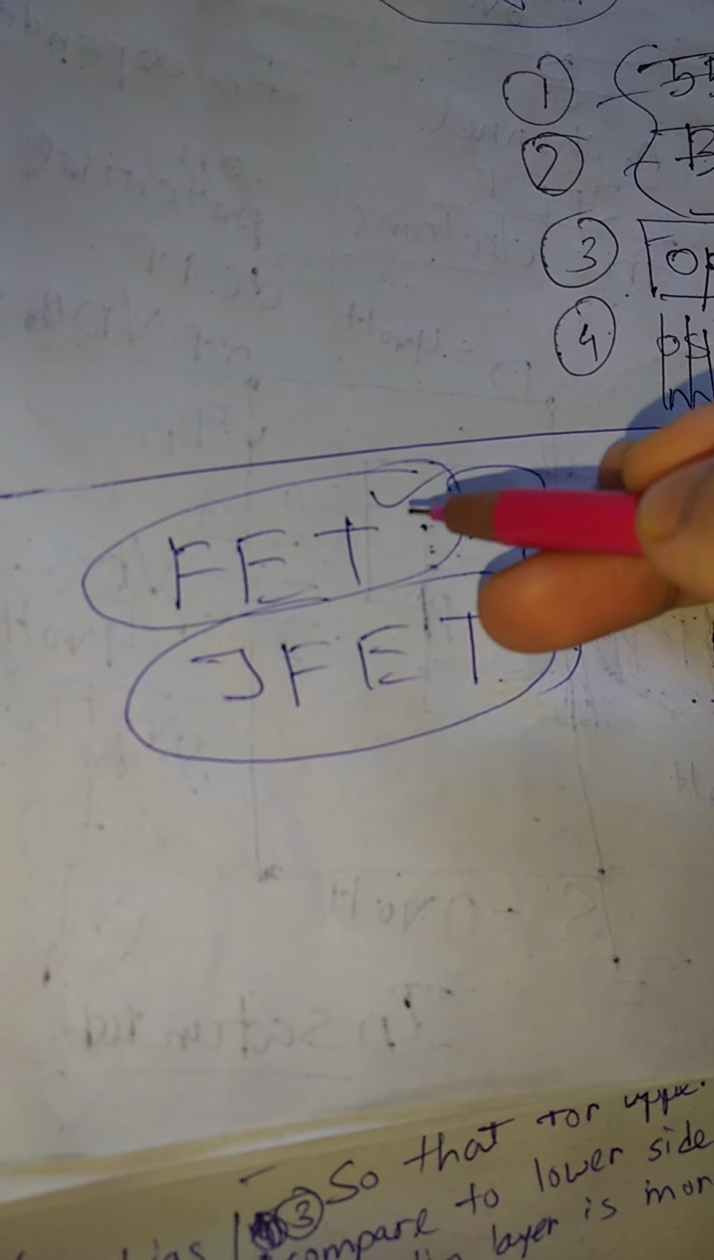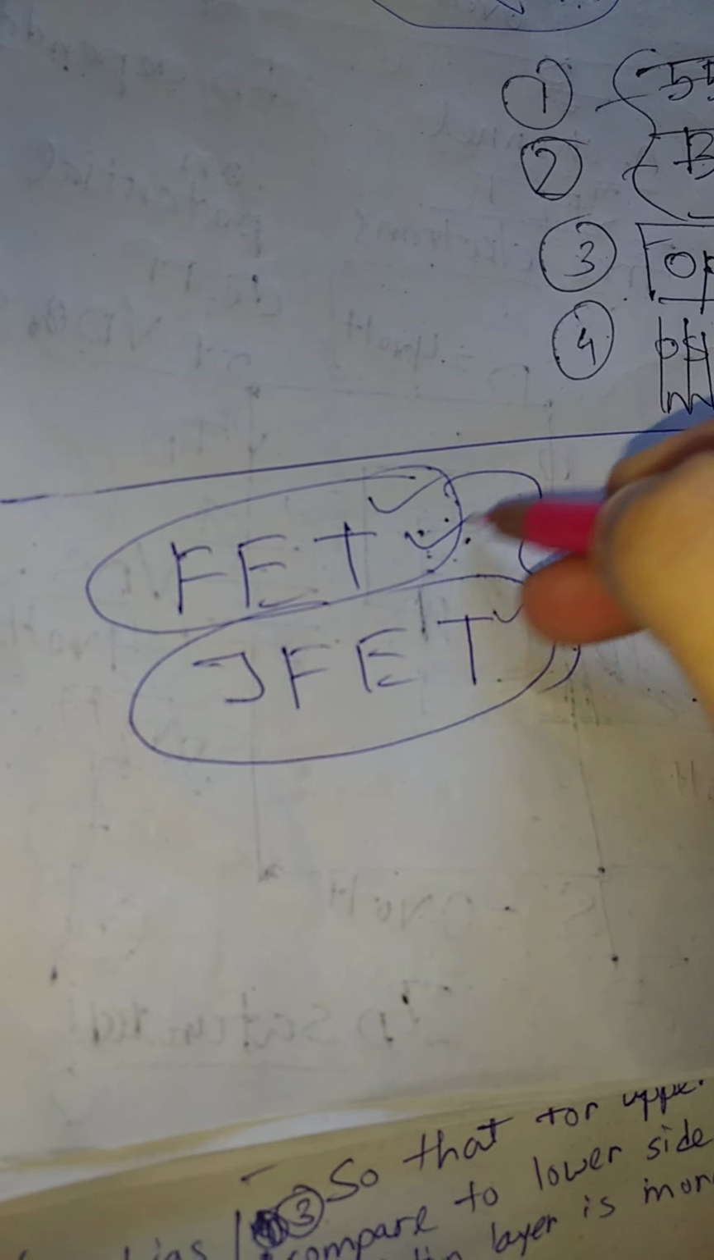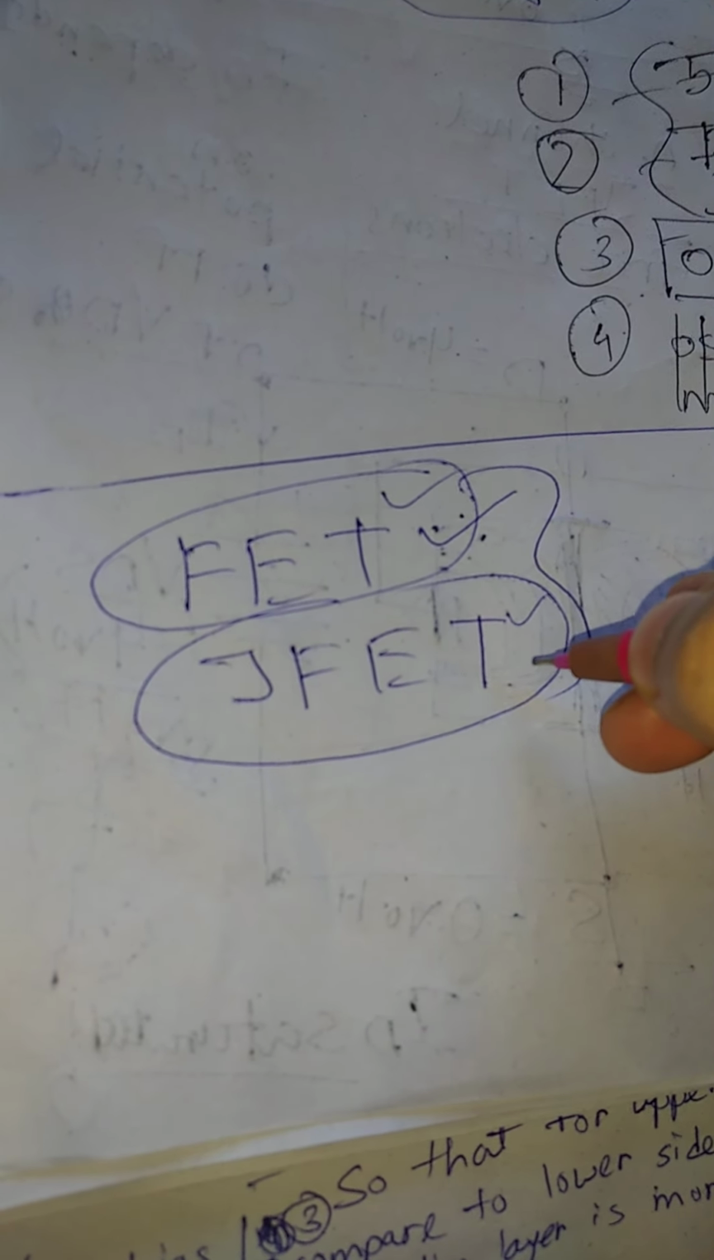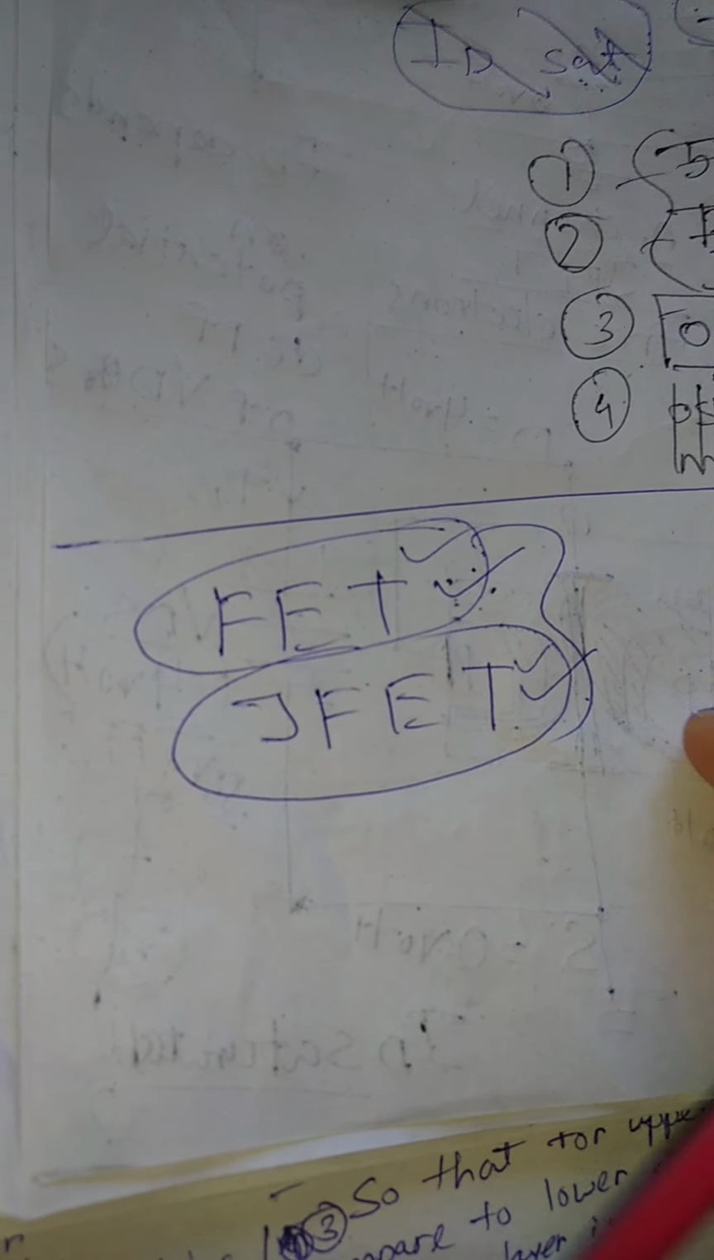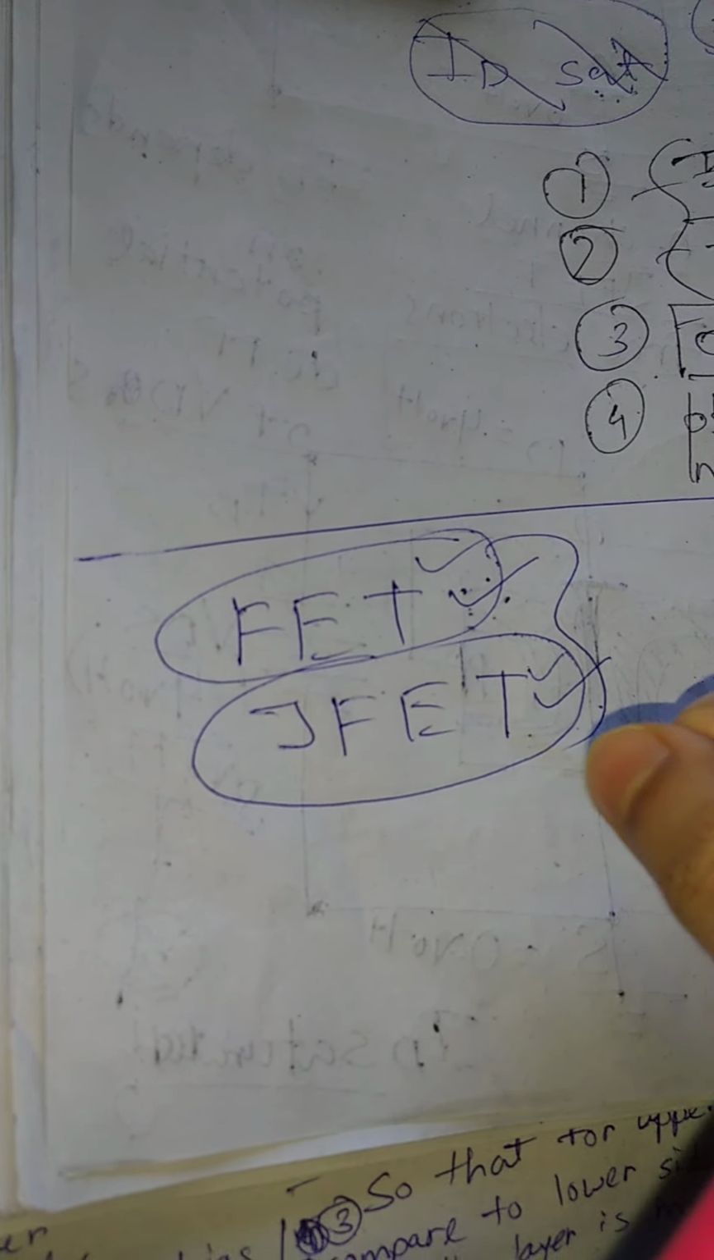So in the previous video we discussed FET, and in this video we discuss JFET. JFET is one kind of transistor like BJT, but its working principle is different.